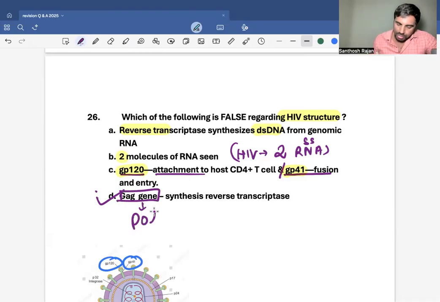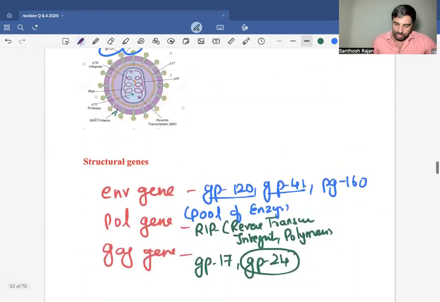I told pool of enzymes. So pol gene is the one that is the transcriptase. So these are important. Why? Because in drug manufacturing, all the drugs are based on targeting these genes and enzymes only. So that's why it's important. Okay, so pol gene, pool of enzymes: reverse transcriptase, integrase, and polymerases. That's all.